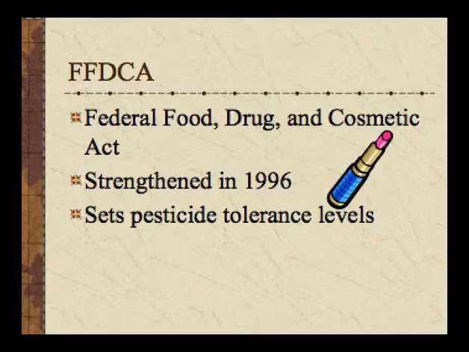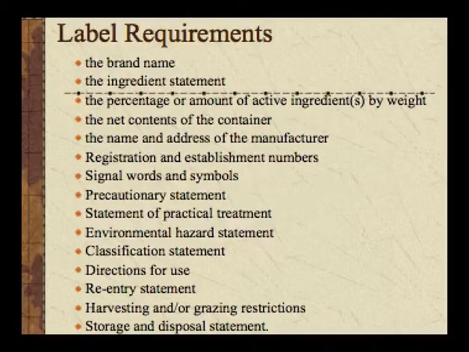The first one is the Federal Food, Drug, and Cosmetic Act. This was strengthened in 1996, and this sets pesticides to tolerance levels. The slide that you briefly looked at was the LD50. We'll talk about that more with water, but they are very restricted to those tolerance levels for being toxic to humans as organisms. So this has to also do with the label requirement, looking at signal words and symbols, precautionary statement, reentry statement, directions for use, etc.